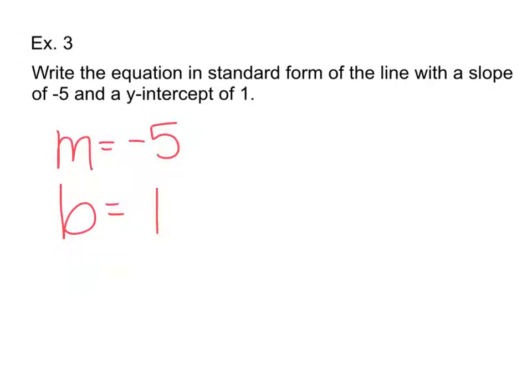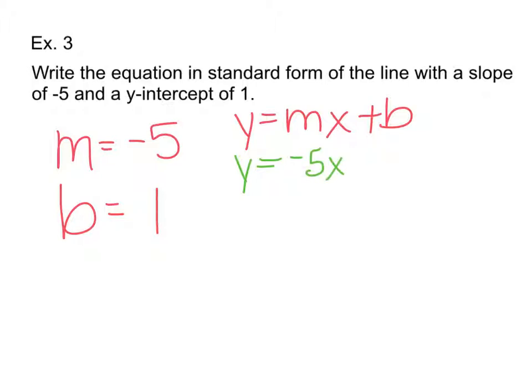Now remember, your first step is to just rewrite that in slope-intercept form. So that's y equals mx plus b. And then we're going to substitute in those numbers for m and b. So you should end up with y equals -5x plus 1 for a +1.